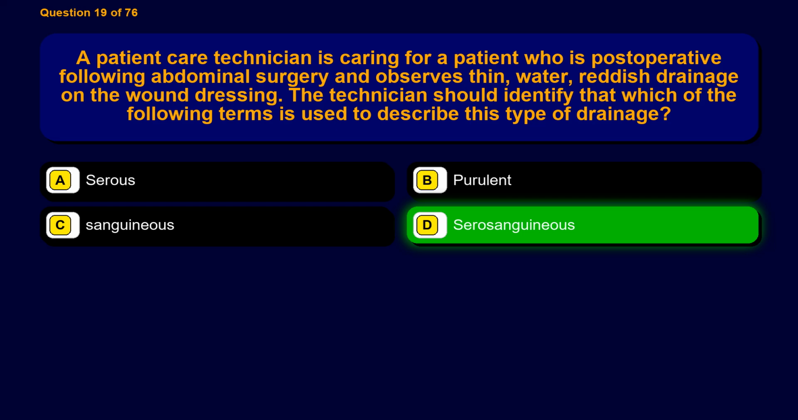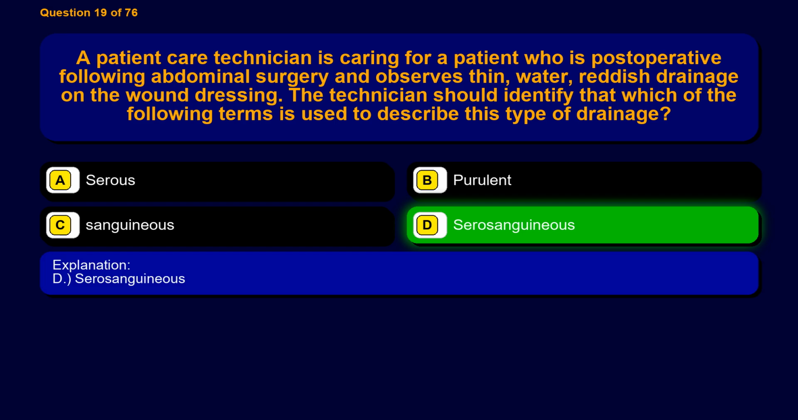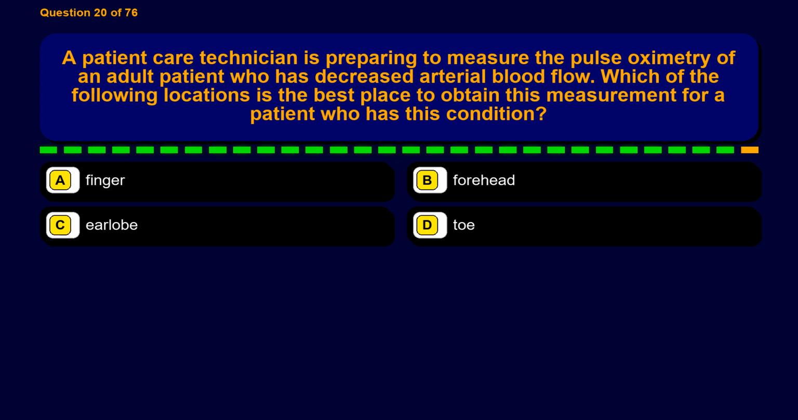The correct answer is option D, serosanguineous. Question 20. A patient care technician is preparing to measure the pulse oximetry of an adult patient who has decreased arterial blood flow. Which of the following locations is the best place to obtain this measurement for a patient who has this condition?